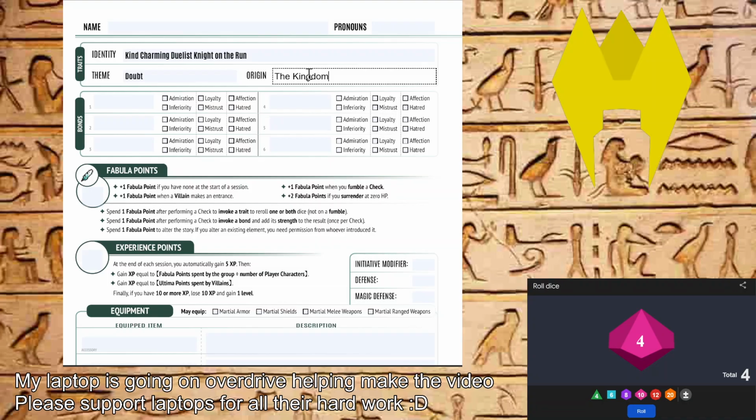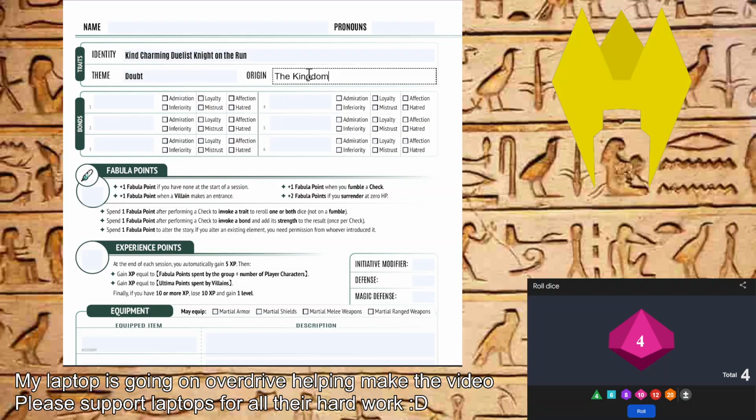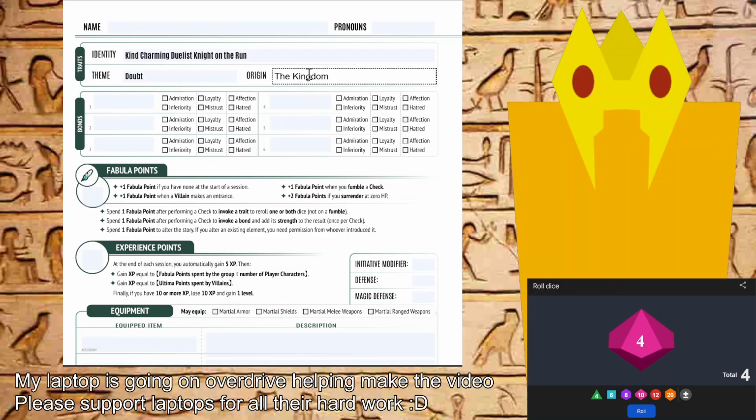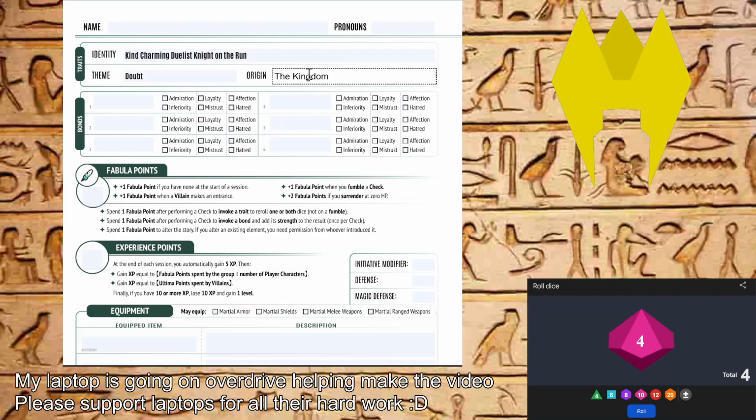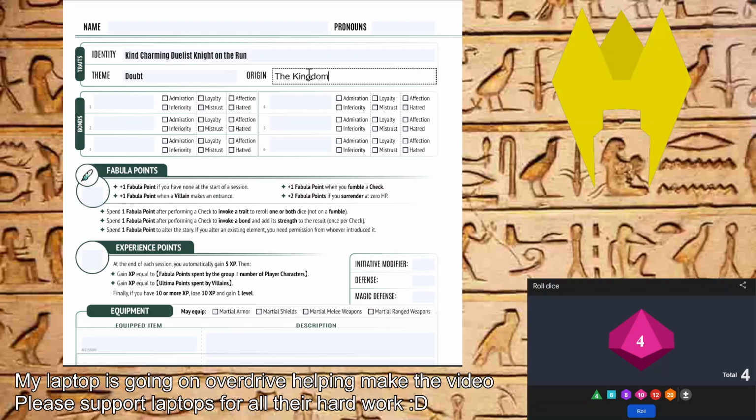And I just thought, you know what? I might as well get into PNG tubing so I can actually create something. So I thought, hey, why not this, right? So I have been scrolling around inside my book, and with a kind, charming duelist knight on the run, obviously a weapon master works.